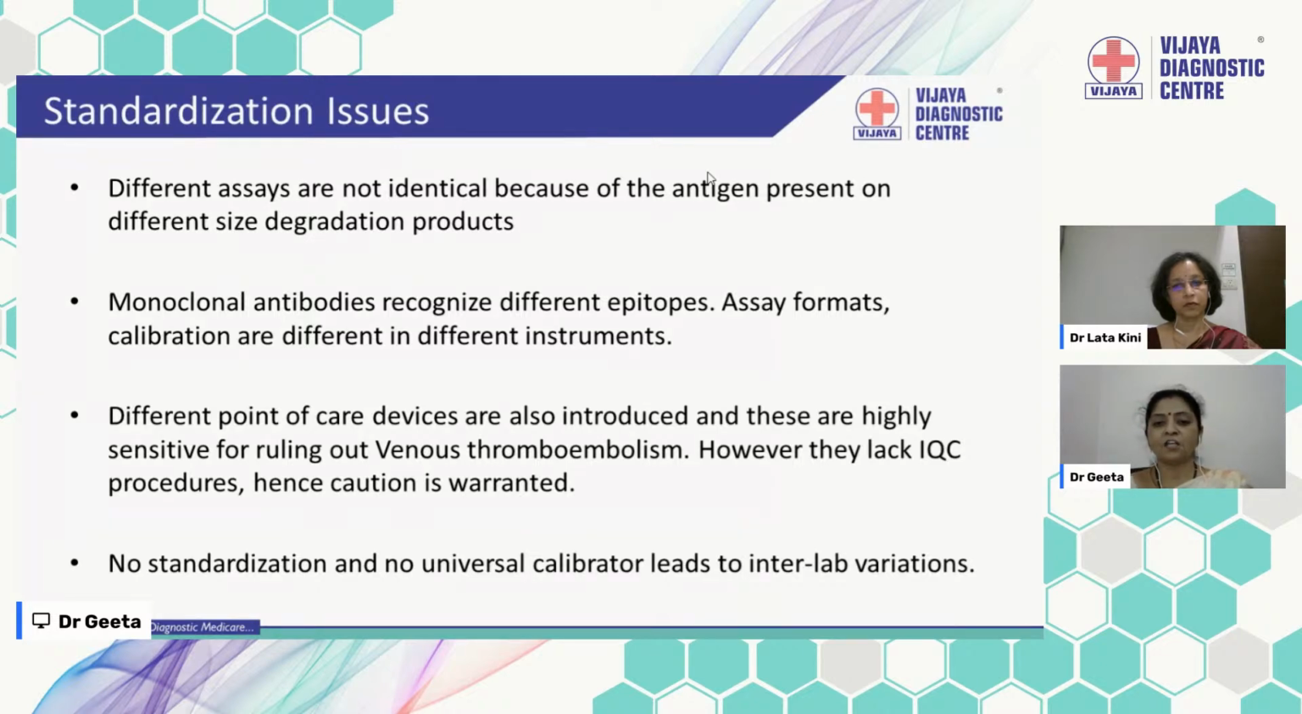Different point of care devices have also been introduced, and they are highly sensitive in ruling out venous thromboembolism. However, they lack internal quality control, and hence caution is warranted. It is very difficult to standardize these assays, though it is the need of the hour, as D-dimers are reported by different methodologies and different units and by different laboratories. It is a huge issue because there is no internationally accepted universal calibrator, which is leading to interlab variations. Hopefully, in the coming years, we will be able to standardize these.